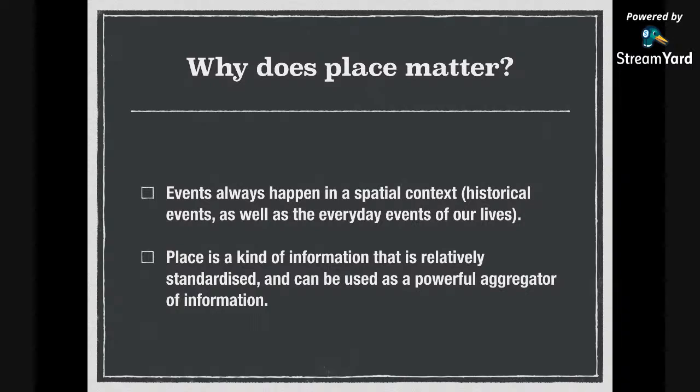But also, from a little bit more practical perspective, place is a very particular kind of information, and compared to other variables, to other kinds of data and metadata, it's relatively more standardized, or as we will see, more standardizable, at least in theory, than other kinds of information. And what does that mean? It means that it can be used as a quite powerful aggregator of information. And I will try to give you some less abstract examples of what I mean by that.